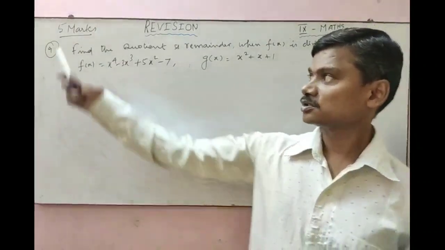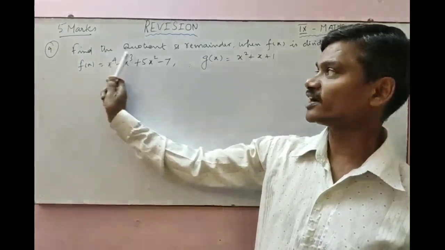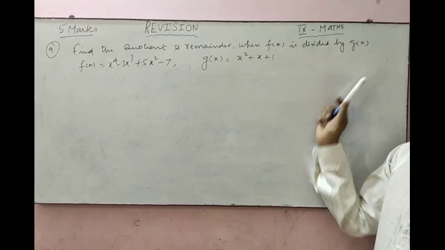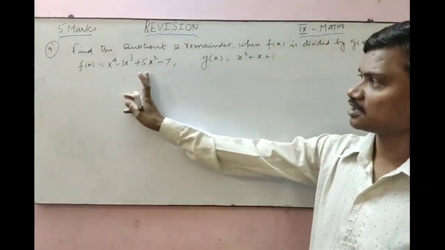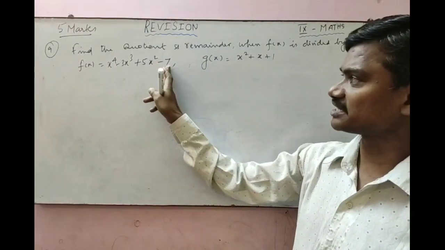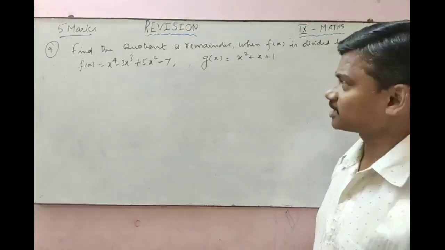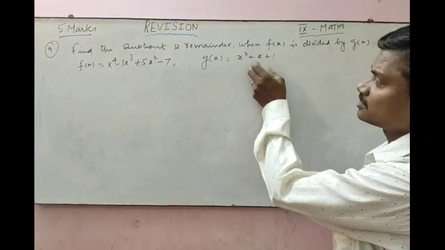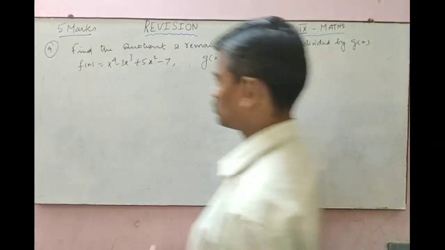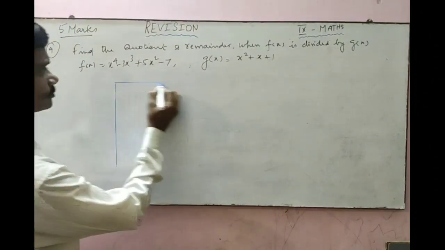Next we are going to do 2 or 3 5-mark sums. In this, the first sum is find the quotient and remainder when f of x is divided by g of x. Here the f of x is x power 4 minus 3x cube plus 5x square minus 7, and g of x is x square plus x plus 1. Here this g of x divisor is not a linear polynomial, so we can't use the synthetic division. We have to divide this by ordinary division, ordinary polynomial division.